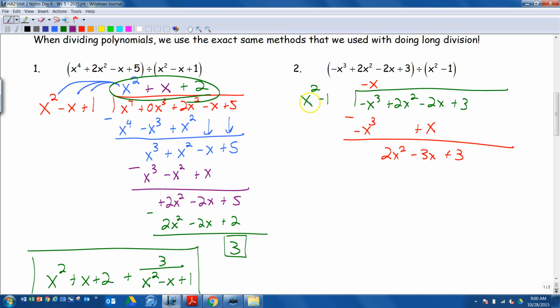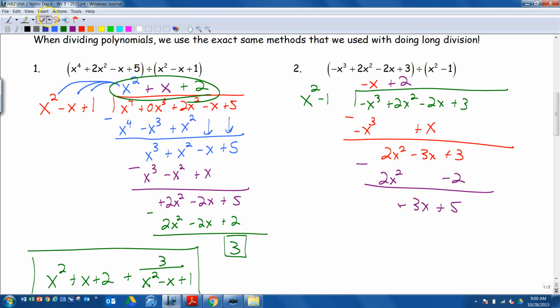We need to get a 2x squared, and we have an x squared, so we just say plus 2. 2 times x squared is 2x squared. 2 times negative 1 is negative 2. We subtract. That goes away. Negative 3x we are left with, and the 3 minus negative 2 is a positive 5.